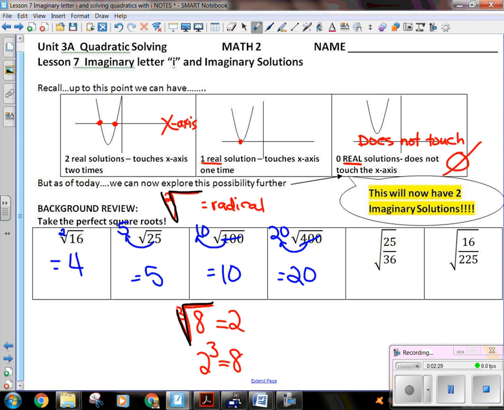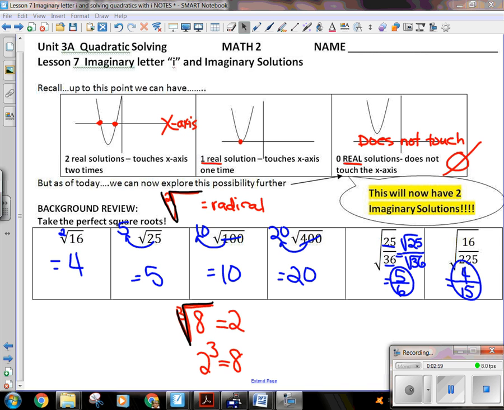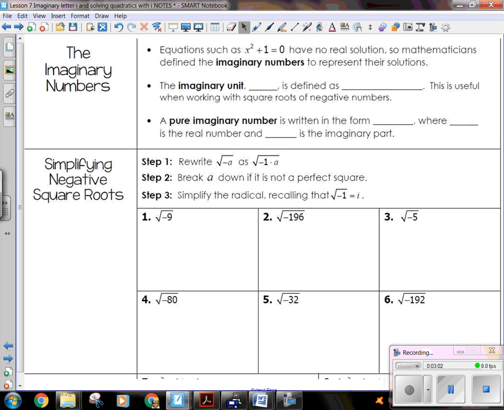When we do square roots of fractions, you can look closely and see the top part is a perfect square and the bottom number is also a perfect square. So I can take the square root of 25, and separately I can take the square root of 36, and my answer becomes 5 over 6. Square root of 16 over 225 is 4 over 15. Okay, now let's jump in and start looking at what it takes to be imaginary.